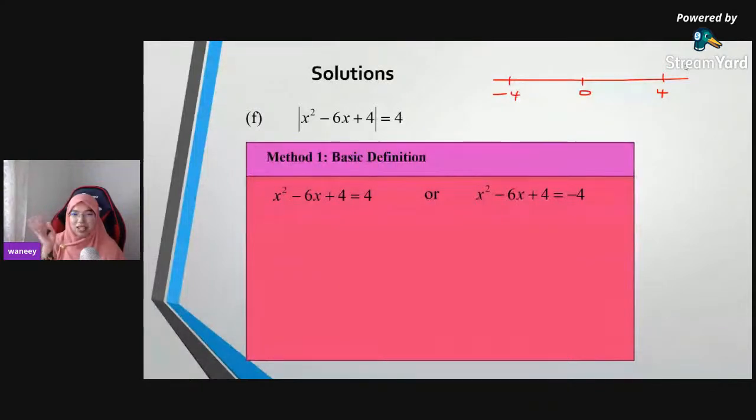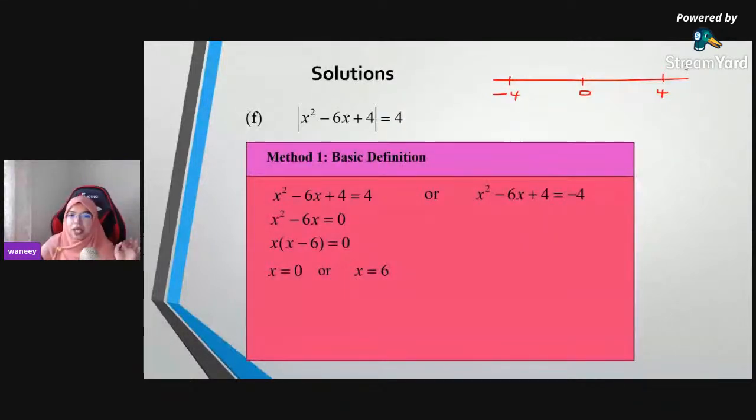So bring everything to the left hand side and then we're going to factorize them. So x square minus 6x equal to 0. So factorize, it will become x times x minus 6 equal to 0. So that means x equal to 0 or x equal to 6. So that is the answer on the left hand side.